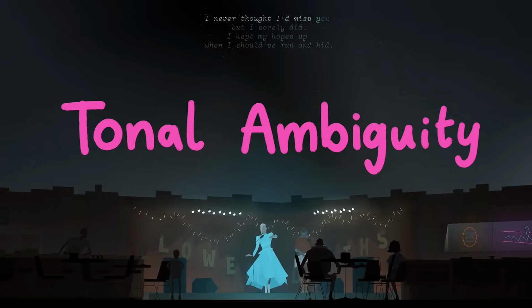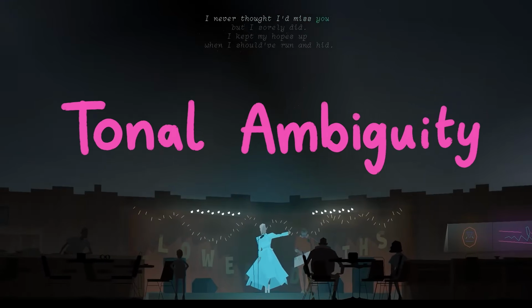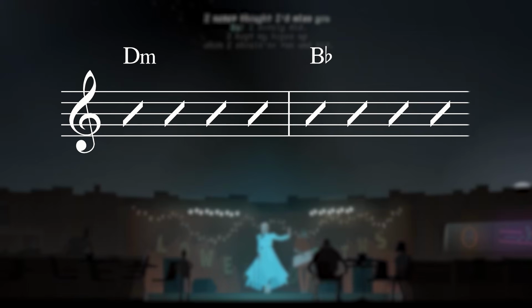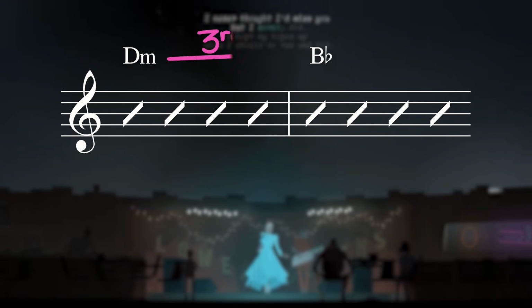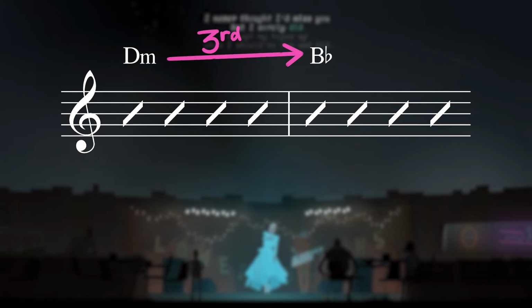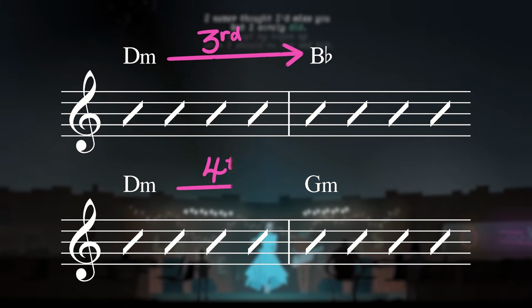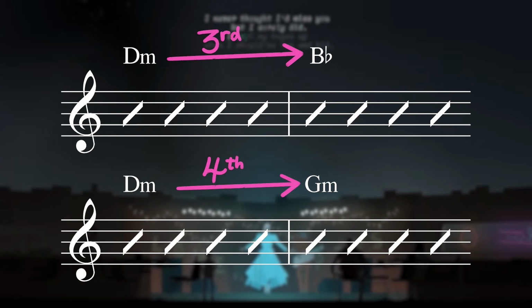This song is written in a major key, but still has a very dark sound, and that's partially due to the way the tonic B-flat is always approached with weak third motion, while the darker 6 chord, G minor, is approached with strong 4th motion. But there's also another layer here.